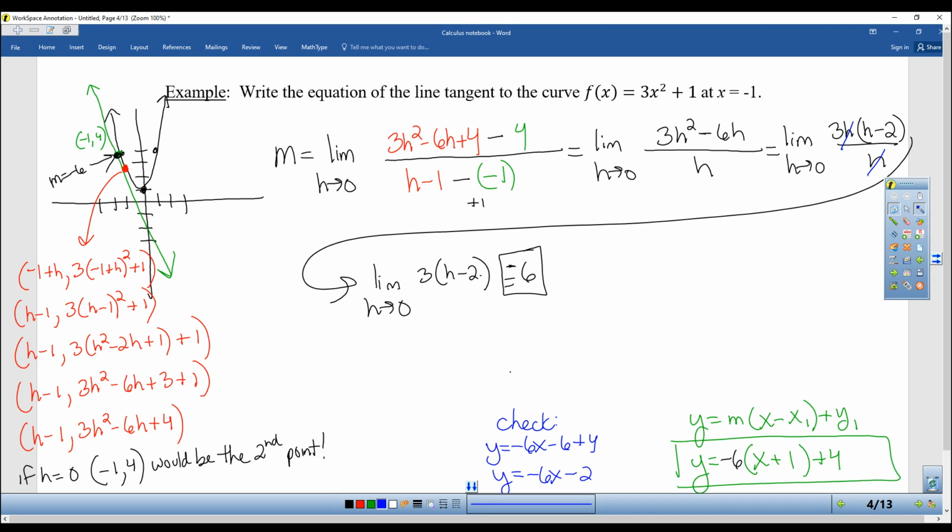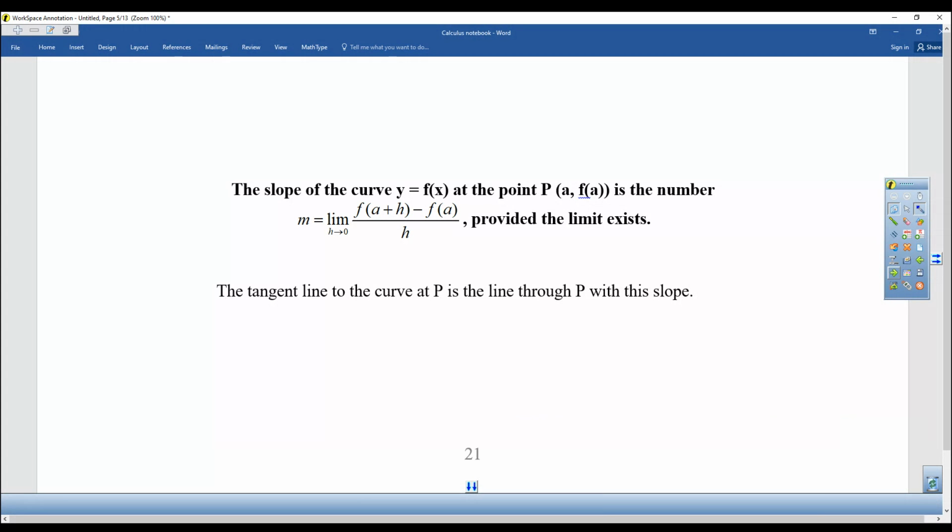Okay, so there's a second example of how to use a point and a fake point, the fake point temporarily, so that you can actually find the slope at a very specific point instead of between 2 points. So if you're reading in a calculus book, here is the fancy definition that you would see in a calculus book. The slope of the curve y is equal to f of x at the point P.